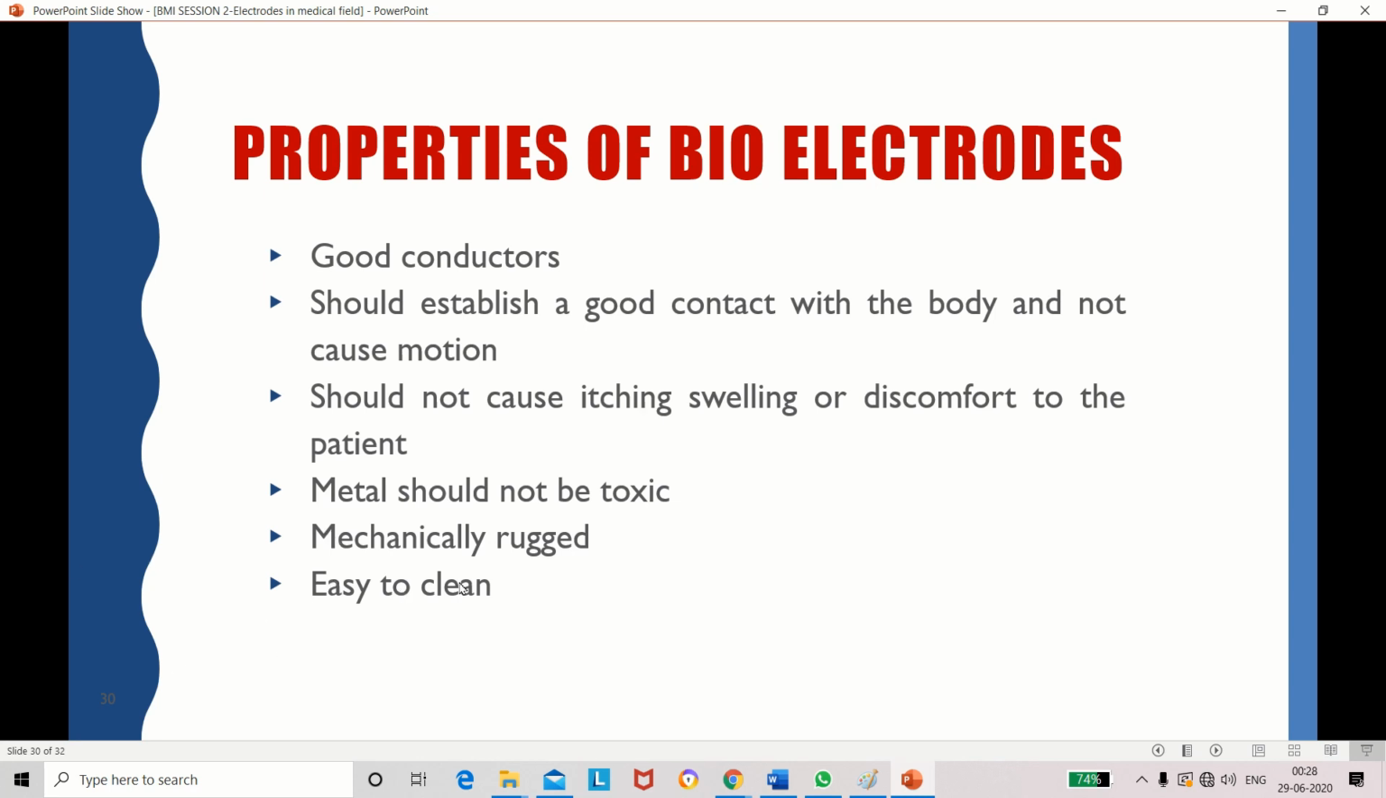Before we fix the electrode, what will we do? We have to clean the surface of the body, and some types of electrodes we always have to clean. If it is a disposable electrode, we don't need to clean it. Immediately we can dispose of it. But if you are reusing the electrode, we have to clean the electrode often. So these are the important properties of electrodes.